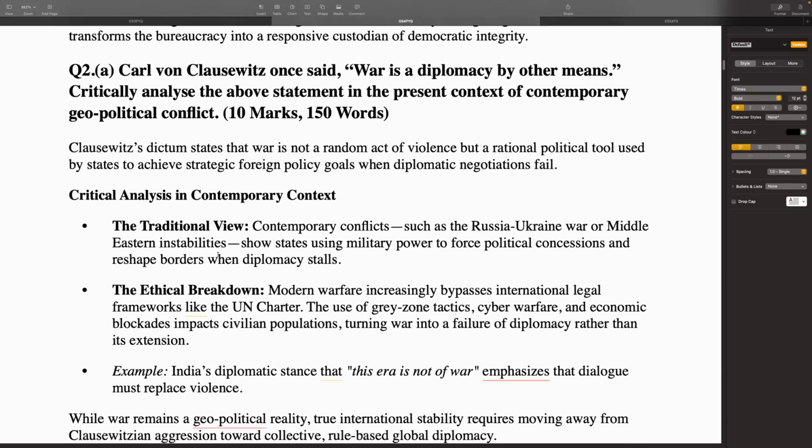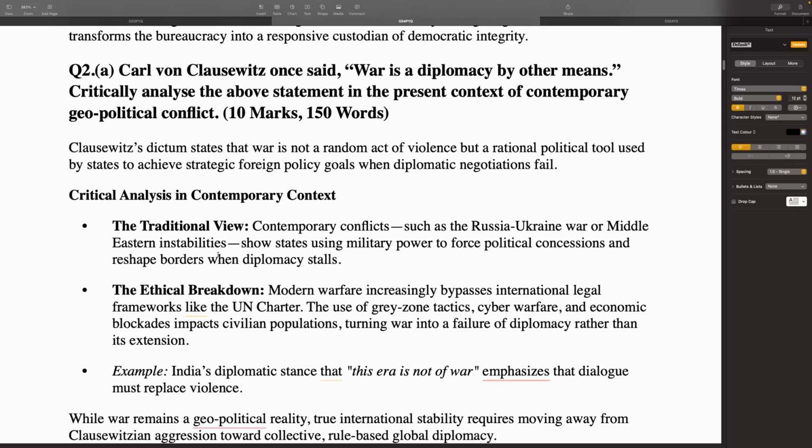Question 2. Karl von Clausewitz once said, "War is a continuation of diplomacy by other means." Critically analyze the above statement in the present context of contemporary geopolitical conflict. Clausewitz's dictum states that war is not a random act of violence, but a rational political tool used by states to achieve strategic foreign policy goals when diplomatic negotiations fail.